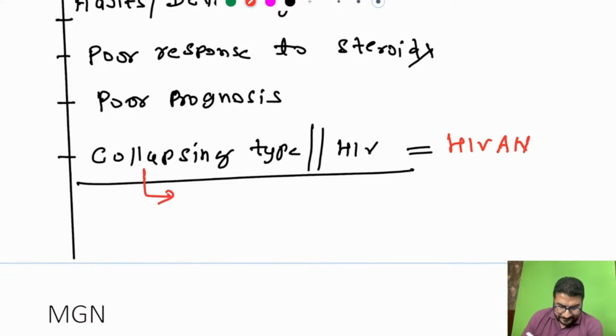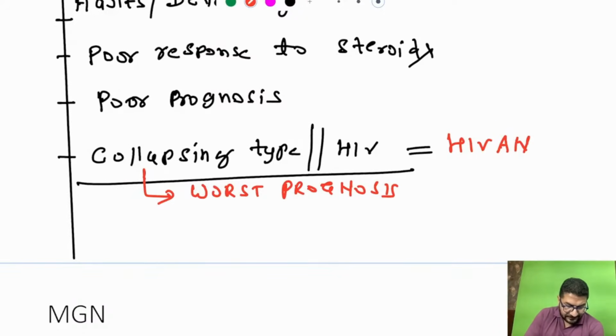This collapsing type is something which is seen in HIV, and this will have worst prognosis. तो इसका prognosis सबसे खराब होगा. Am I clear? So collapsing type will have worst prognosis. Done.